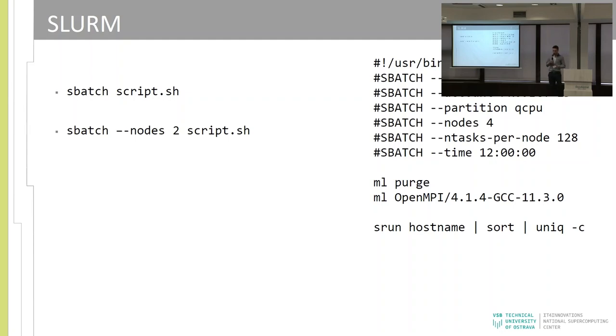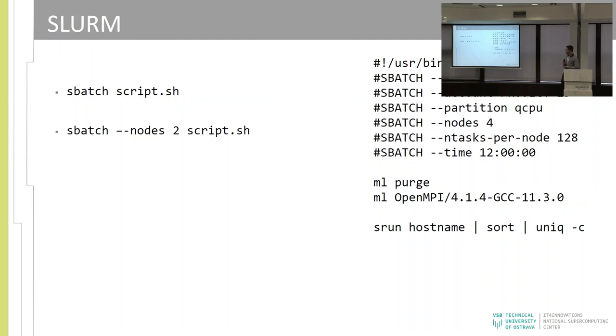When your job script is ready, you can use the sbatch utility for submitting your script to the queue. If you want to change some parameters, all parameters that are in the job script can be overridden by command line arguments. For example, if you want to run this script on two nodes only, you can use the same parameter as a command line argument when you are submitting the script to the queue.